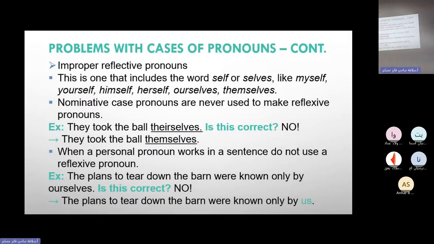Improper reflexive pronoun. شو reflexive pronoun؟ Myself, themselves. اوكي؟ هدول reflexive pronouns.